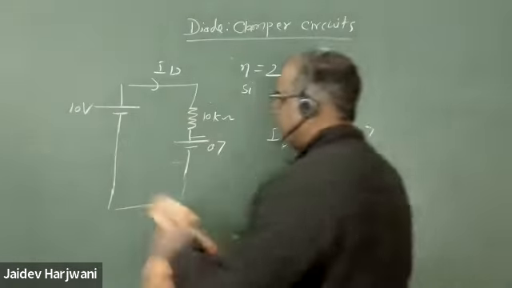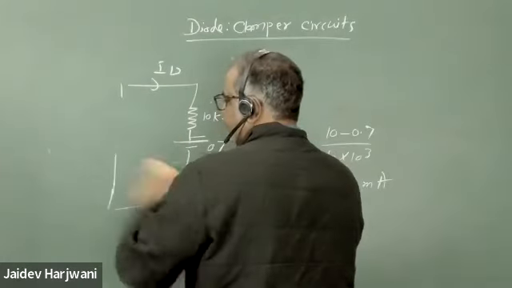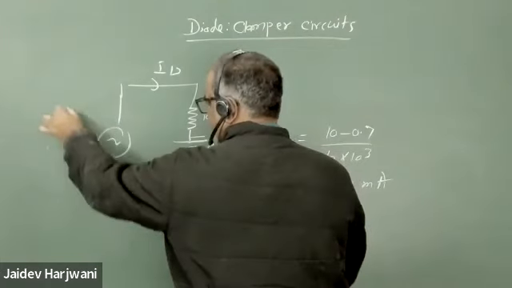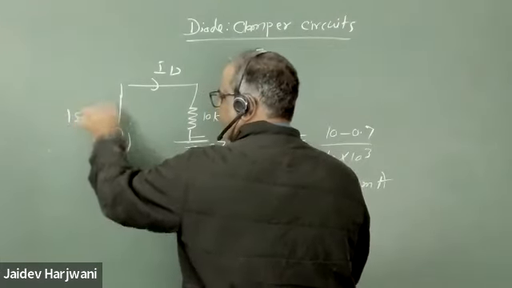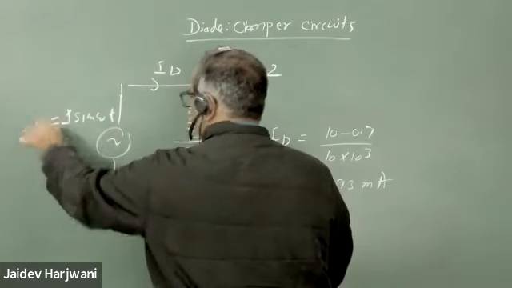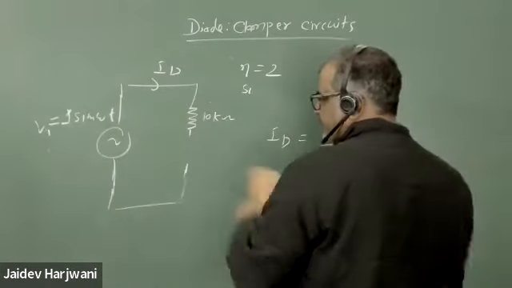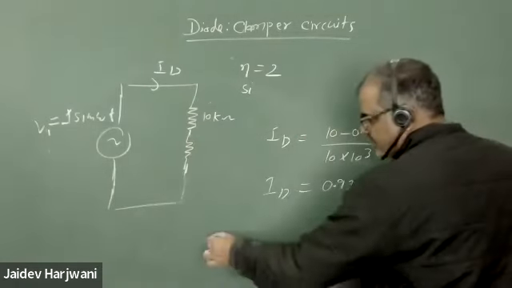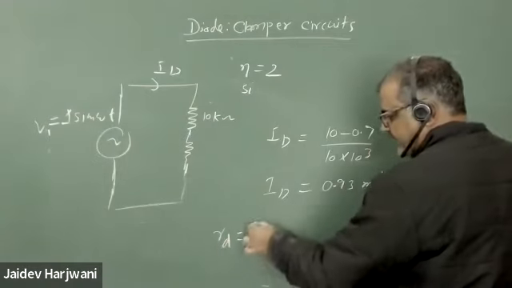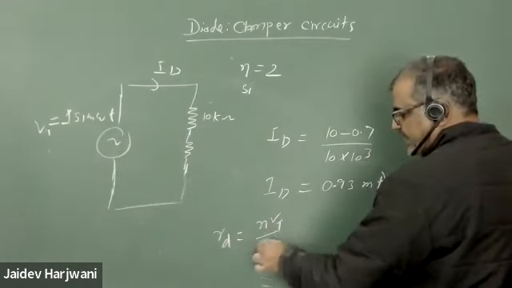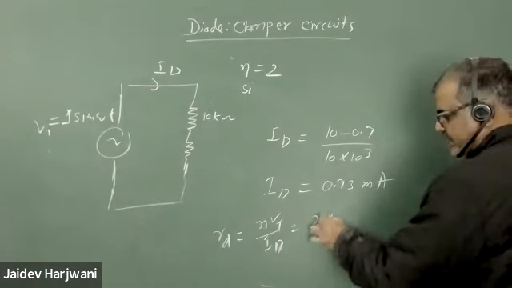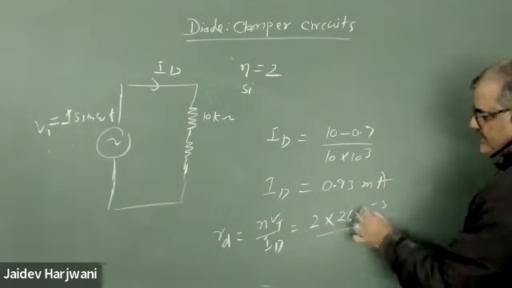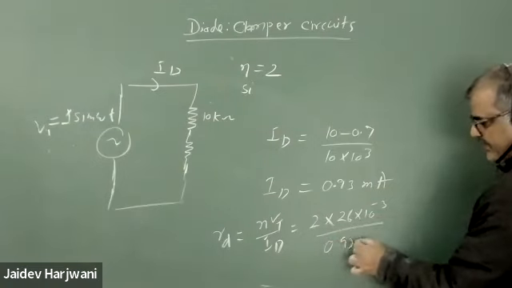Now the next thing you have to calculate is the effect due to the AC source. Now you have an AC source, 1 sin omega t V input. This time you have to replace the diode by a resistance RD, and the RD value is eta VT upon ID. Eta is 2, VT is 26 millivolt, ID is 0.93 milliampere.